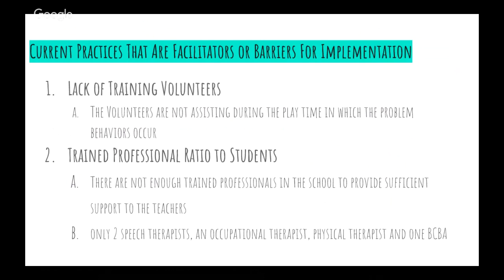The second is trained professional ratio to students. As Nicole previously mentioned, there is a limited amount of trained professionals in the school. There's not enough trained professionals in the school to provide sufficient support to the teachers to best be able to implement functional communication training. As she mentioned, there are only 2 speech therapists, an occupational therapist, a physical therapist, and 1 BCBA.